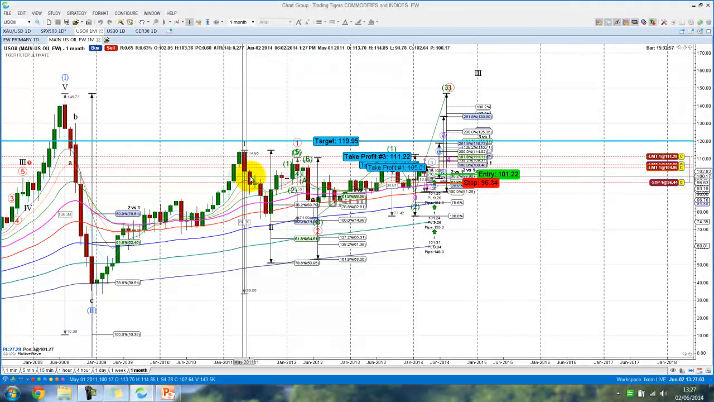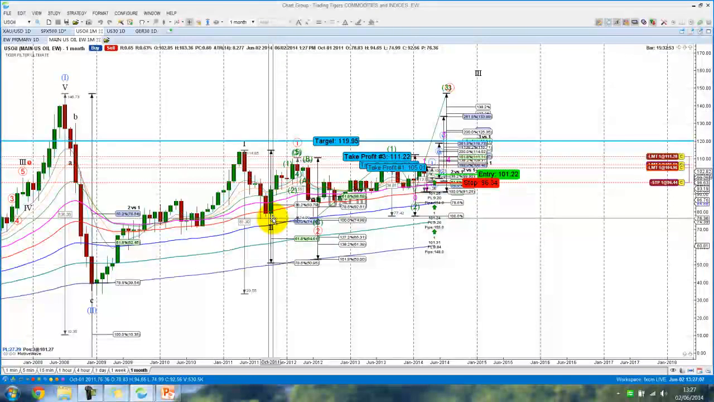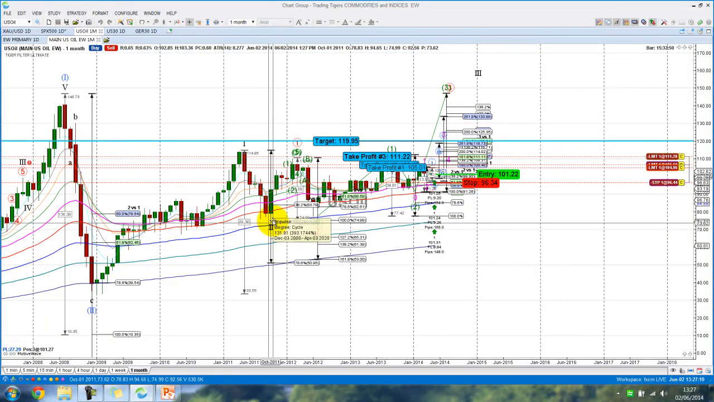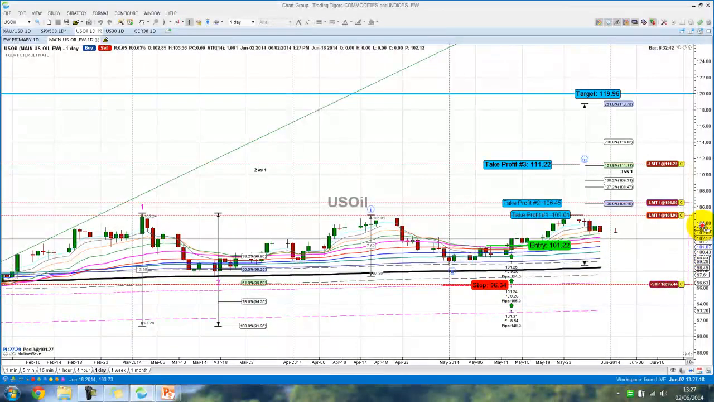Wave 1 is here, May 2011. Wave 2, the low, hitting past the 50% on October 2011, and we're in a wave 3, right? Now let's go back to the daily chart.